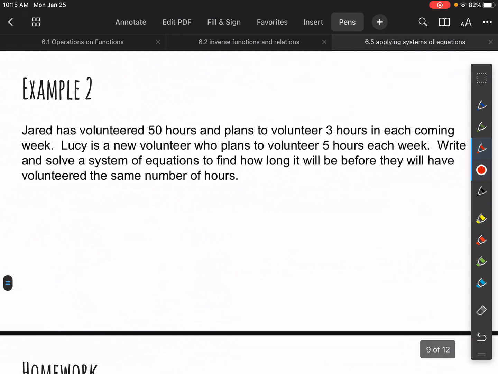All right, so example 2 says Jared has volunteered 50 hours and plans to volunteer 3 hours in each coming week. Lucy is a new volunteer who plans to volunteer 5 hours each week. Write and solve a system of equations to find out how long it'll be before they have volunteered the same number of hours. So for Jared, let's make x equal to weeks. So for hours, for Jared, we could say y is equal to 3 hours in the coming week.